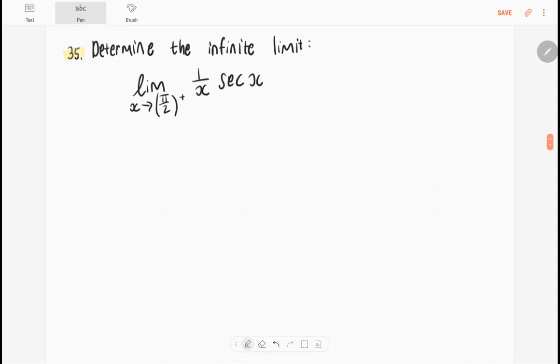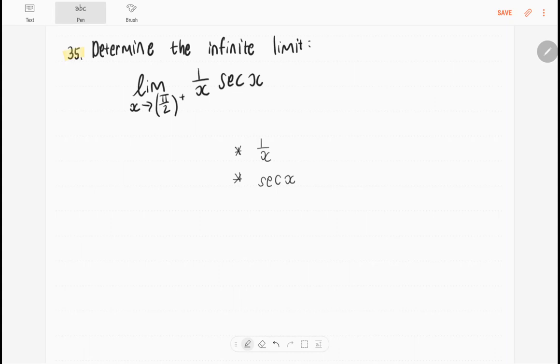Next, we are looking at the infinite limit as x approaches pi over 2 from the right of 1 over x sec x. What I'm going to do here is consider the two functions that I have a product of separately and see what happens with them. So I have 1 over x. Once again, if you wanted to, you could look at it as having a numerator, which would be sec x, and a denominator of x. That would also work perfectly fine.